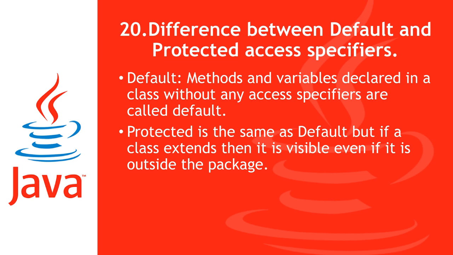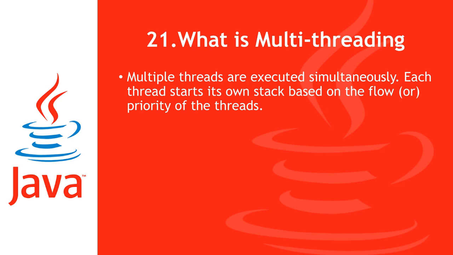What is multi-threading? Multiple threads are executed simultaneously. Each thread starts its own stack, based on the flow or priority of the threads.